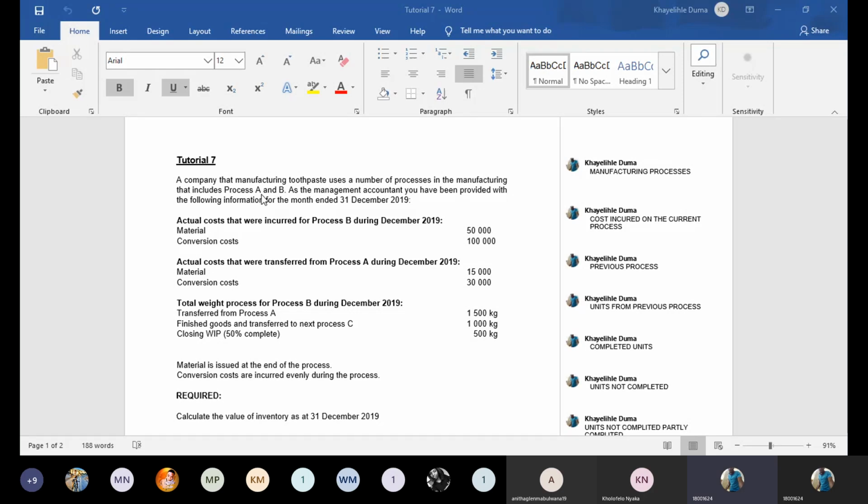I'm saying that in this case, you are given that they use two processes to manufacture toothpaste. The toothpaste is Colgate. Yes, they use two processes to manufacture Colgate. As the management accountant, you have been provided with the information for the month ended 31 December 2019.